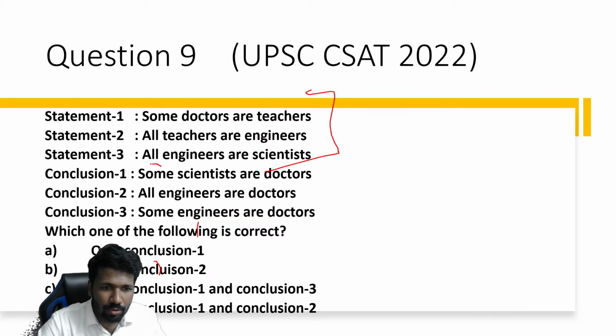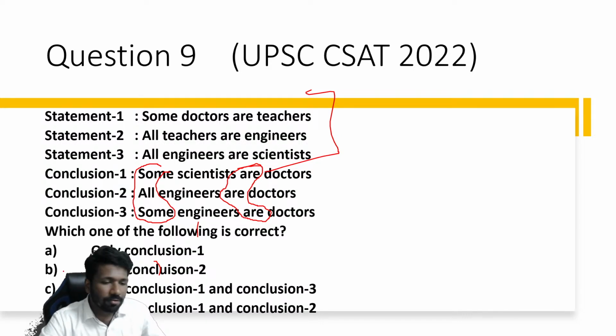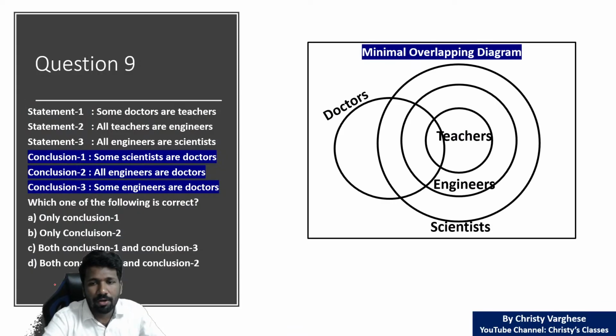So let us look at the conclusions. Some, all, some, and the copula is "are" only. So clearly a minimal overlapping diagram is enough to finish this question. That is how to identify it. Okay, statements 1, 2, 3, these are the three; minimal overlapping diagram you can draw.